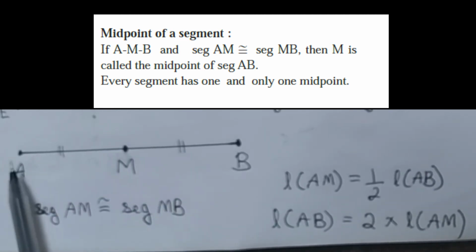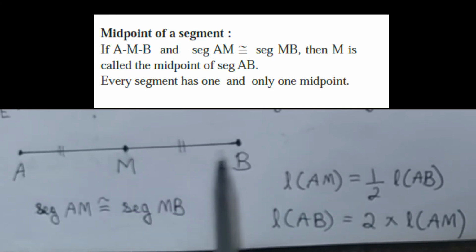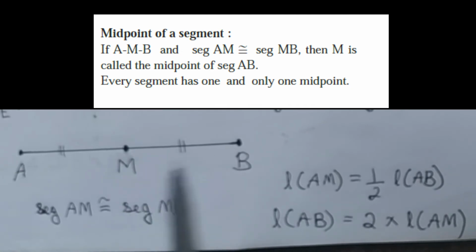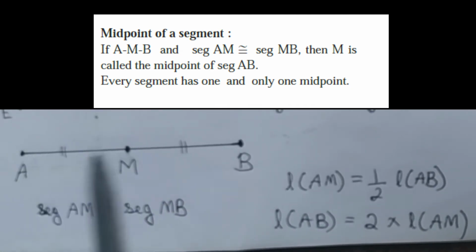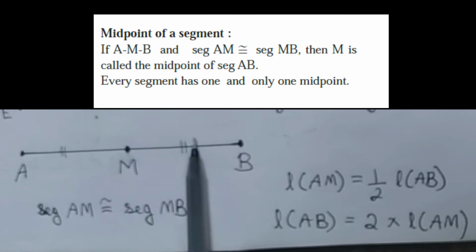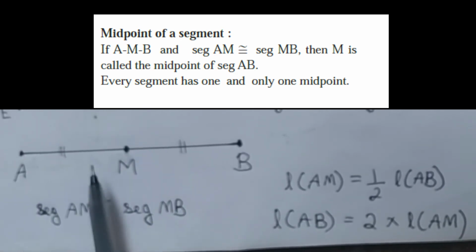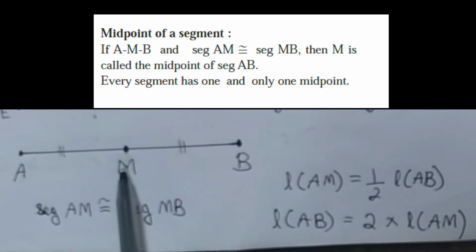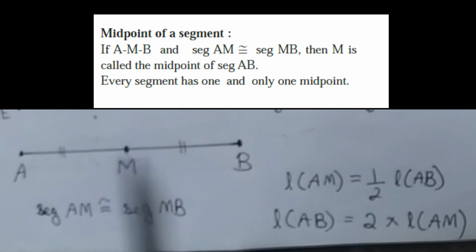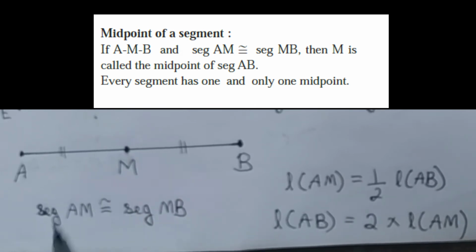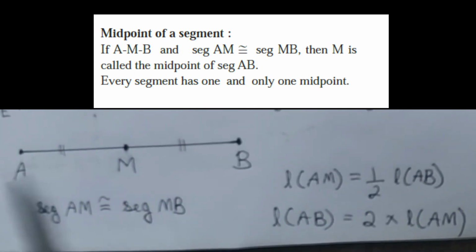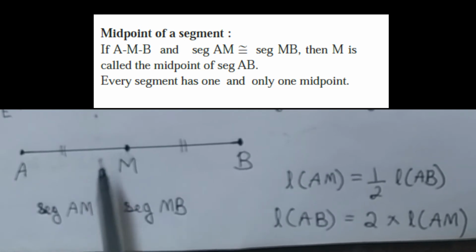See here, segment AM is congruent to segment MB, meaning the length of segment AM is equal to length of segment MB. That means the point M is dividing this full segment into two equal parts. Then M is the midpoint of this segment, and every segment has only one midpoint.